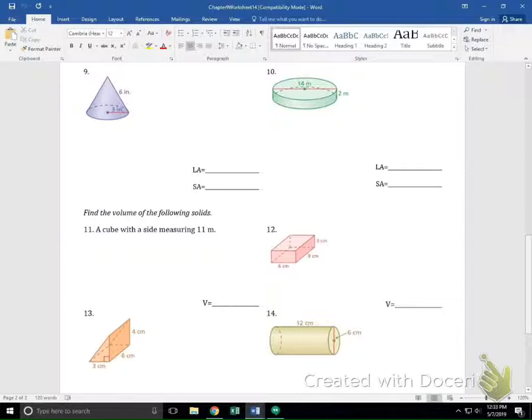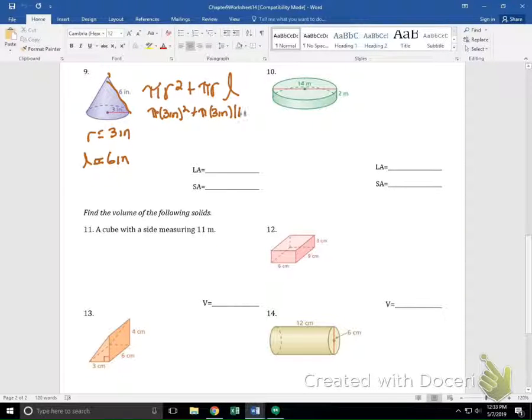So next up we have a cone surface area. Surface area of a cone is pi r squared plus pi r L. So over here we now want to find our slant height. It's already given, so I don't even have to do that. So my radius is 3, my slant height is 6. So we put this in, we have pi r of 3 inches squared plus pi r 3 inches times my slant height of 6 inches.